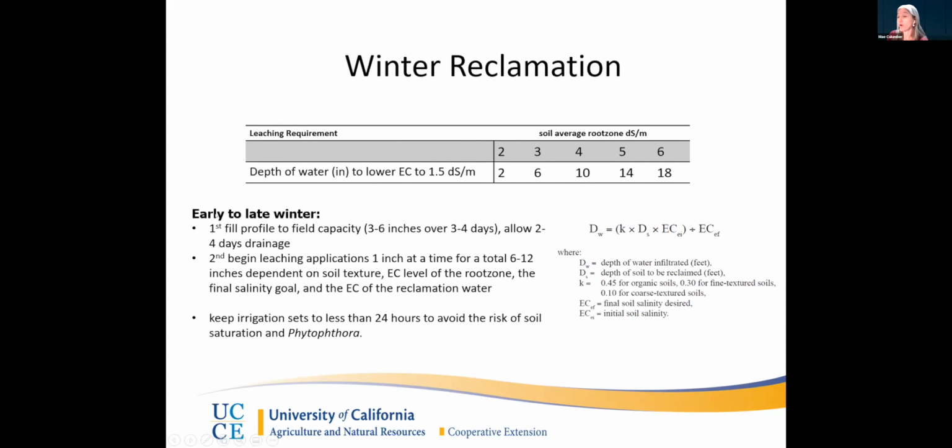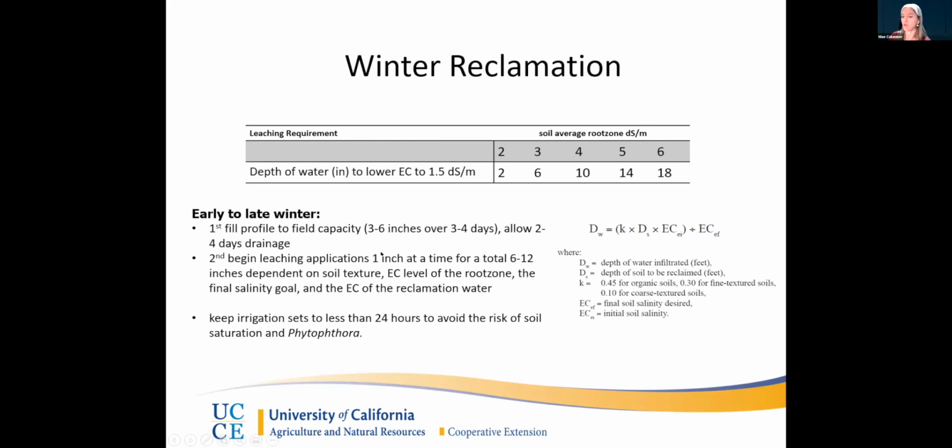And you want to start in early to late winter. First step is to fill your profile to field capacity, which generally, depending on your soil type, could be about 3 to 6 inches over a period of 3 to 4 days. You want to allow 2 to 4 days of drainage. We want to make sure not to saturate soils in this process, and then begin our leaching applications based on what we've calculated the need is.